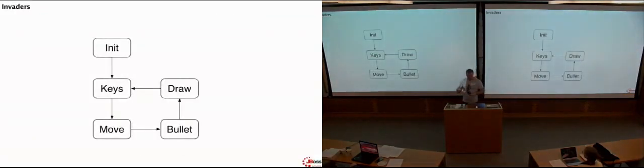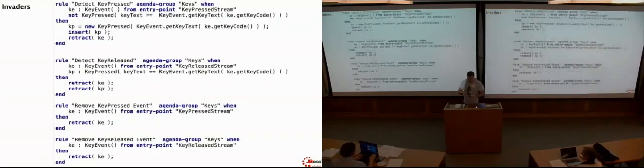The reason I want to talk about this one is it's a nice one to introduce the idea of a game loop and how we can use rules to control the flow of what we're doing. So it starts off with the init, it checks the keys, it does the move, it fires the bullet, which also checks collision detection, and then it will draw that on the screen.